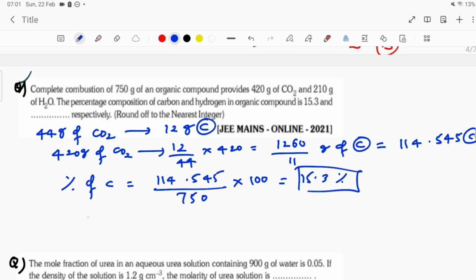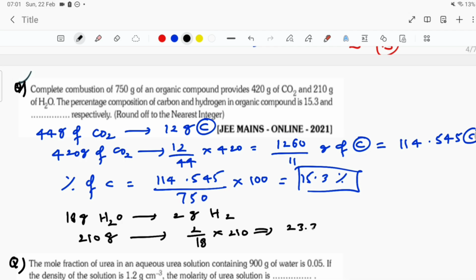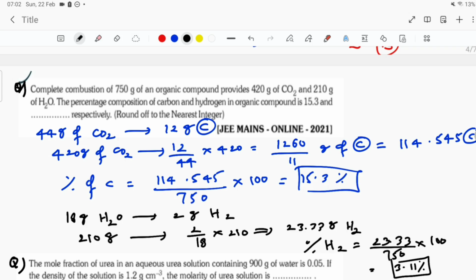So here how do we find? 18 grams, here I am showing separately. 18 grams H2O contains 2 grams H2. Then 210 grams of H2O contains 2 by 18 into 210, which is 23.33 grams H2. So now percentage of H2 is equal to, how can we do? The mass of hydrogen by total mass of compound into 100, which is equal to 3.11%. So here the answer is rounded off to the nearest integer. So you can take it as 3%. So answer here is 3. Answer is 3. Next question.